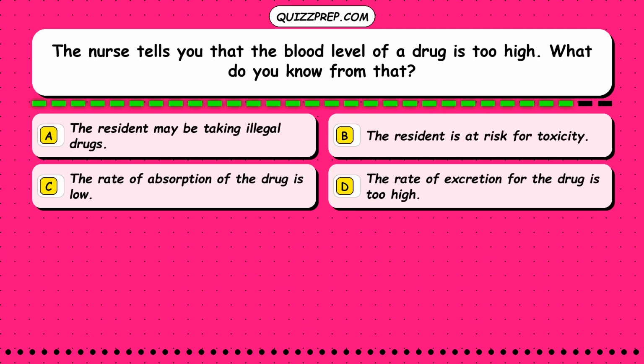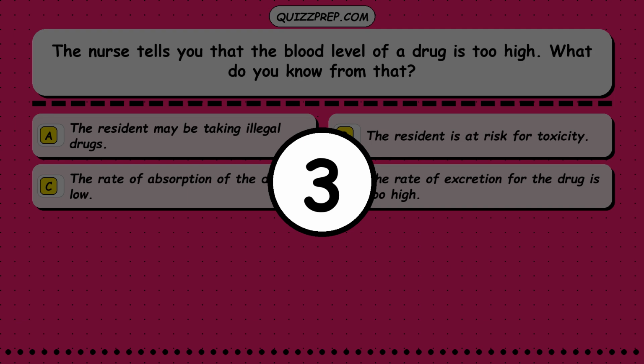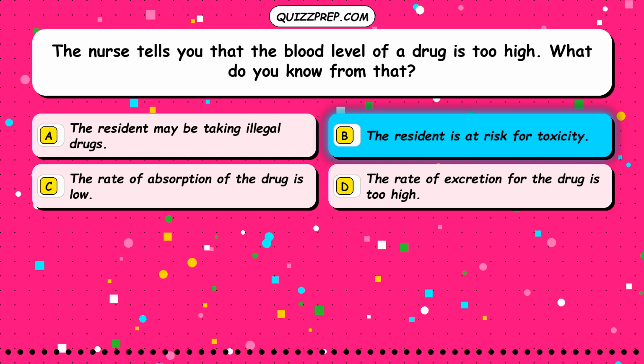Question 66. The nurse tells you that the blood level of a drug is too high. What do you know from that? Option A, the resident may be taking illegal drugs. Option B, the resident is at risk for toxicity. Option C, the rate of absorption of the drug is low. Option D, the rate of excretion for the drug is too high. The correct answer is option B, the resident is at risk for toxicity.